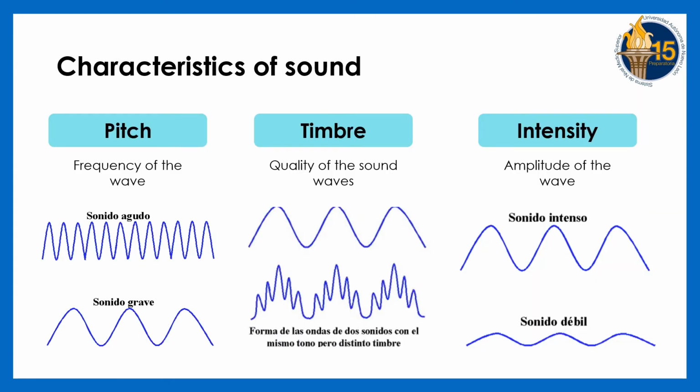The human ear detects the characteristics of sound waves: the pitch, timbre, and loudness. The pitch is the frequency of the wave. That is, at a higher frequency, sound is higher or shriller. At a lower frequency, it is a lower or bass sound. The timbre is the quality of the sound waves, and it's characteristic of each instrument or each person. Loudness or intensity describes the amplitude of a wave and is measured in decibels, and determines whether the sound is strong or weak.